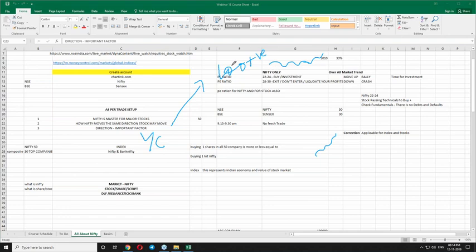Since Nifty is 100 points positive, if a stock is also 5% positive, don't go and buy. Are we clear? If the stock is also 5% positive, don't buy that stock. The movement has already happened.